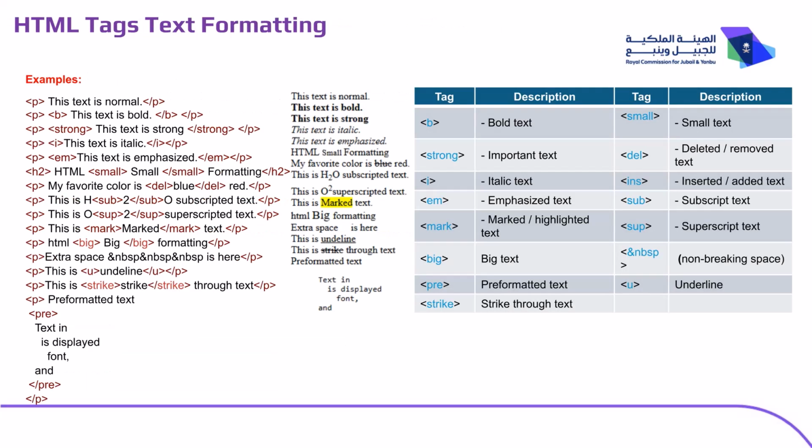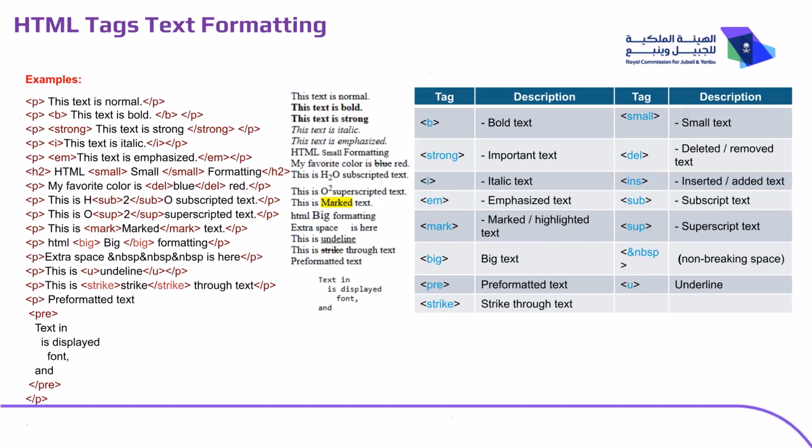HTML offers various text formatting tags. For example, <b> and <strong> for bold and strong text, <i> and <em> for italic and emphasized text, and tags for subscript, superscript, deleted, and inserted text.